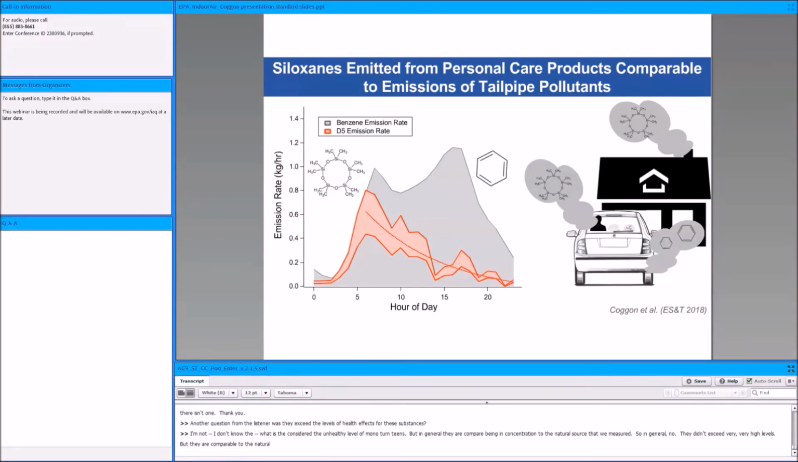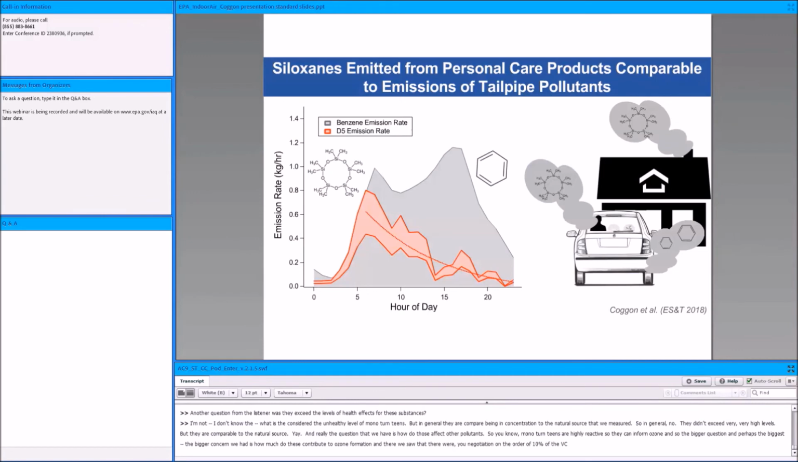Yeah, and really the question that we have is, how do these affect other pollutants? So monoterpenes are highly reactive, and so they can form ozone. And so the bigger question, and perhaps the bigger concern that we had, is how much do these contribute to ozone formation? And there we saw that they were on the order of 10% of the VCP ozone. So the secondary pollutants that these create are more of interest to us than necessarily their individual concentrations.